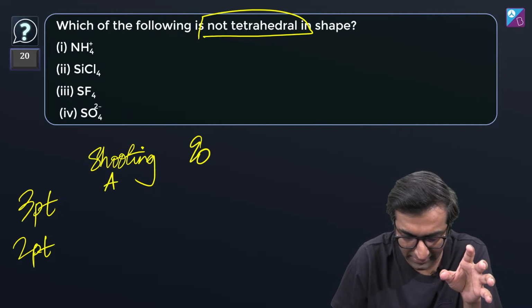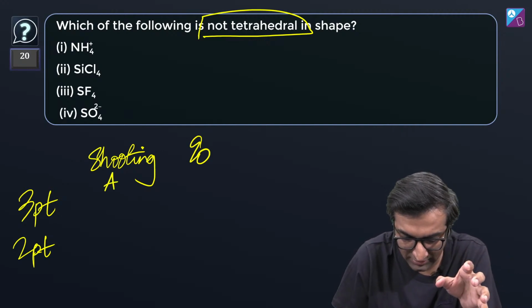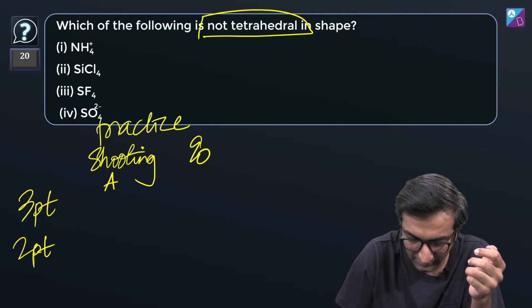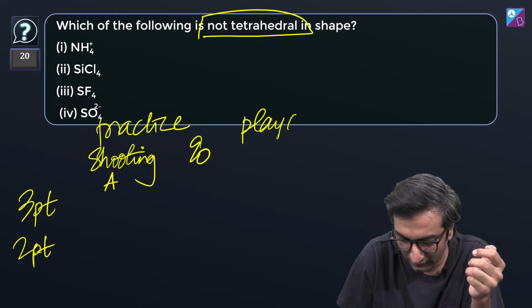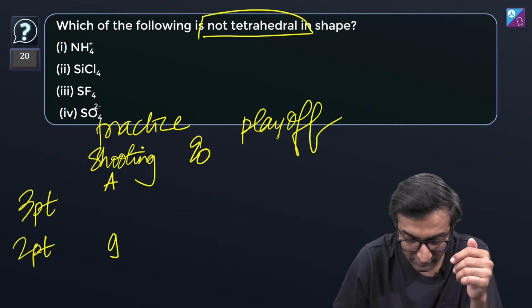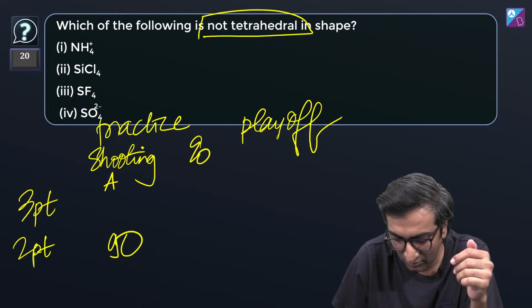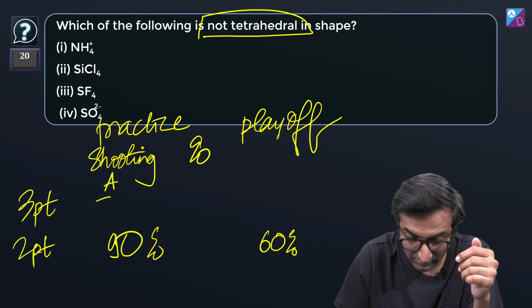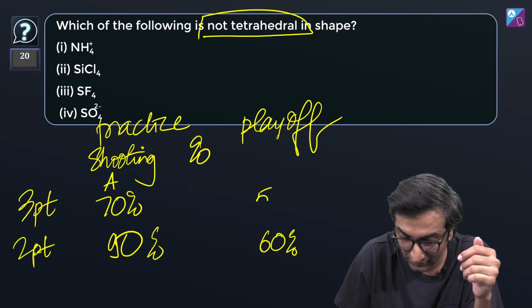So let's say player A, their shooting percentage in a practice game versus an NBA playoff. I'll tell you the percent difference. Like 2-point was around 90% and in game is around 60%, which is still really good, but it's 90%. 3-point is 70 and here it goes down to 50.